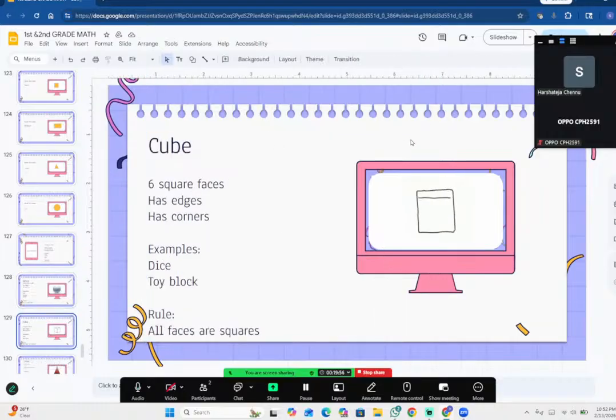Now a cube. It's similar to a square except it's 6-sided. So a cube has 6 square faces, has edges, has corners, and examples are a dice or a toy block. A basic rule is all faces are squares.